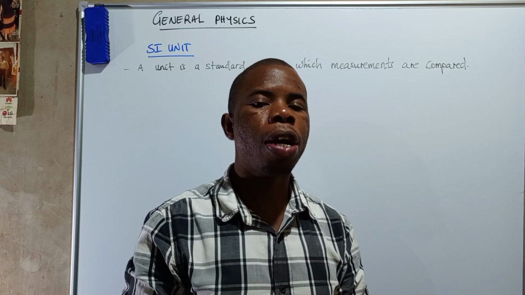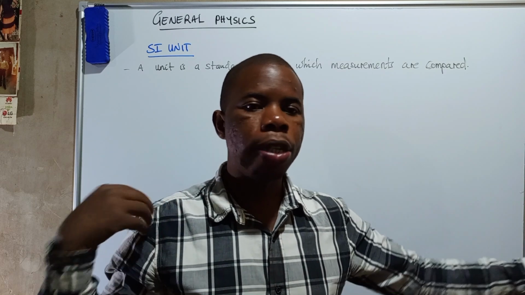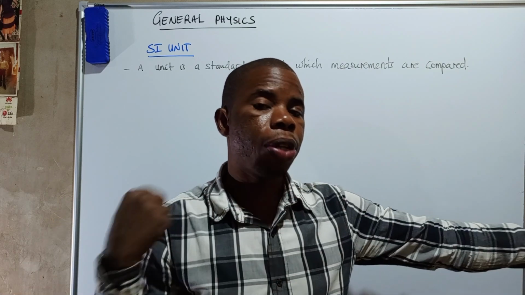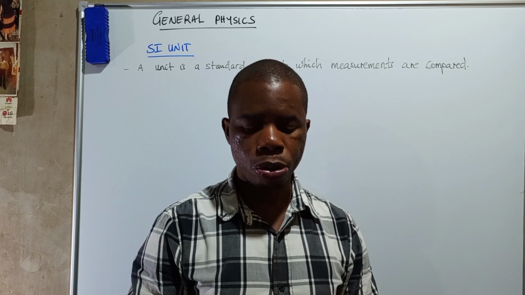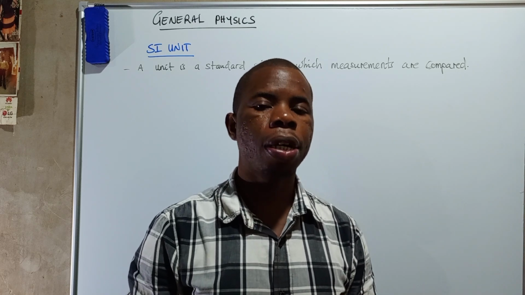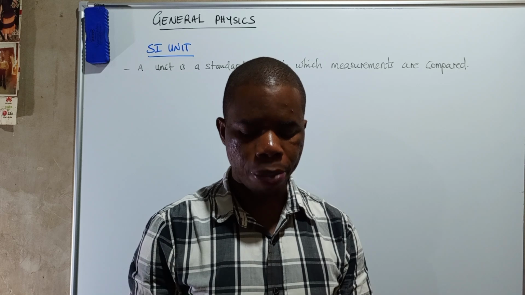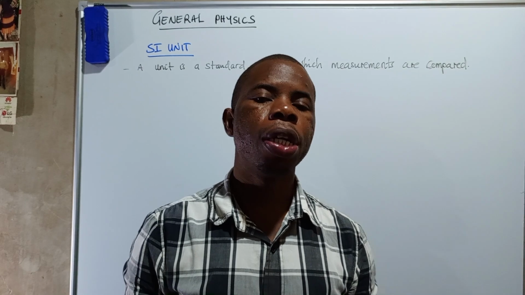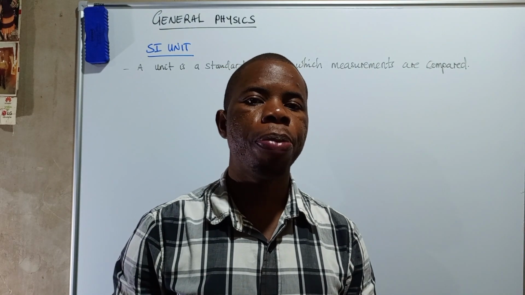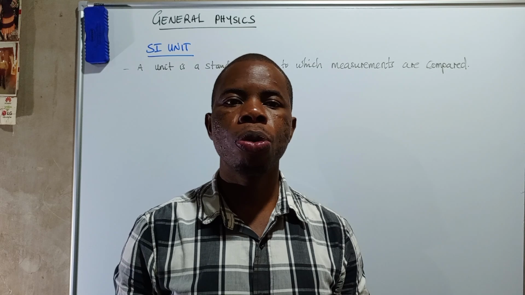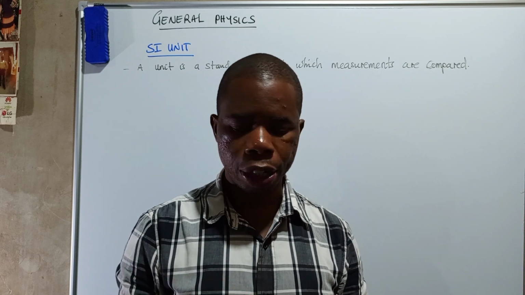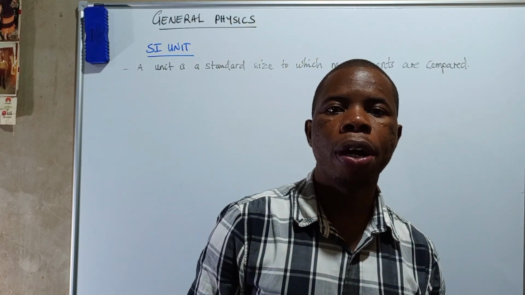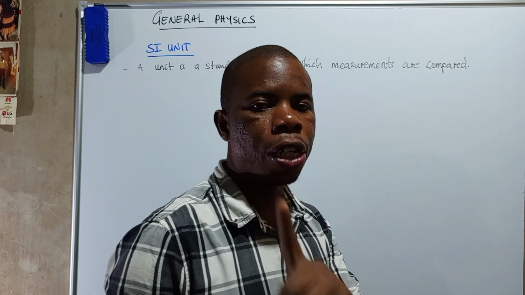Therefore a unit is a standard, because this meter now becomes a standard. Whatever length we get, if it is like that, then we call it a meter. So a unit becomes a standard measure to which a measurement is compared. Usually when we record a measurement, at the end of it we put a unit to indicate what quantity it is. So units are added at the end of a measured number. Very important to understand that.